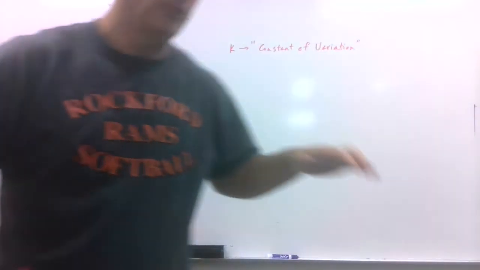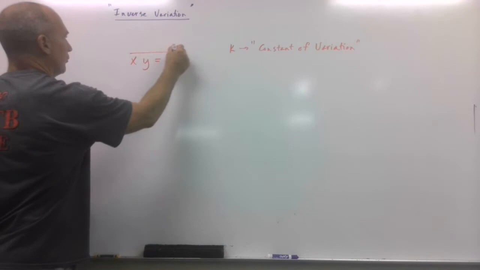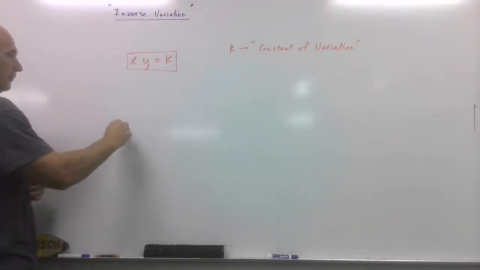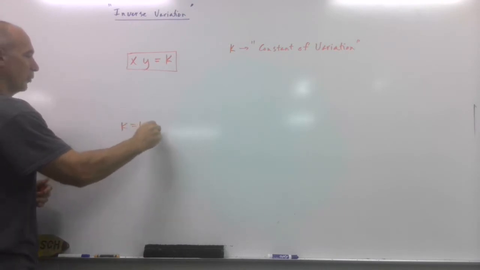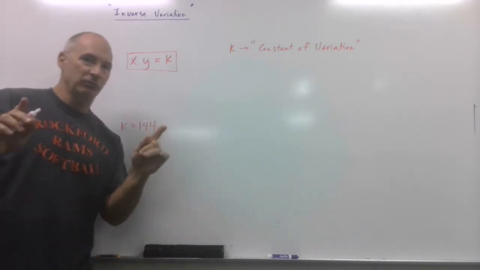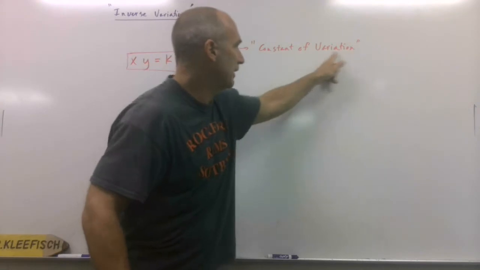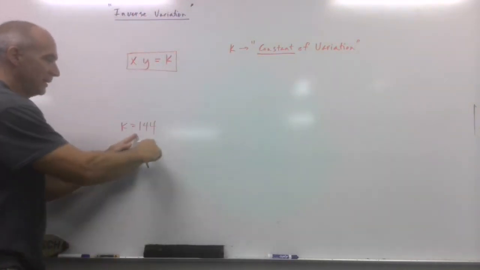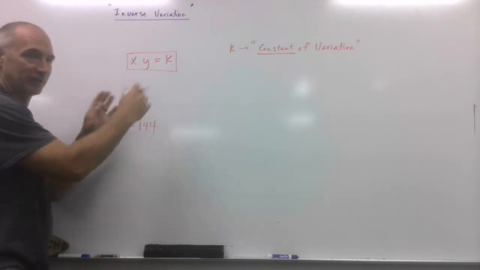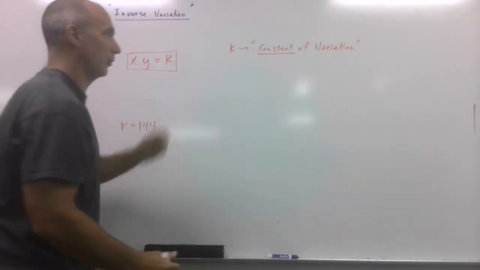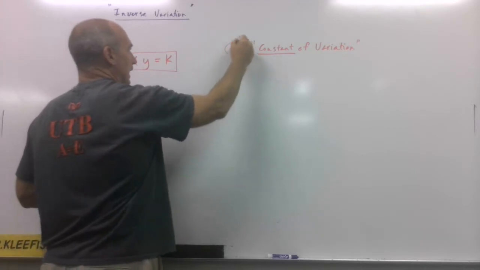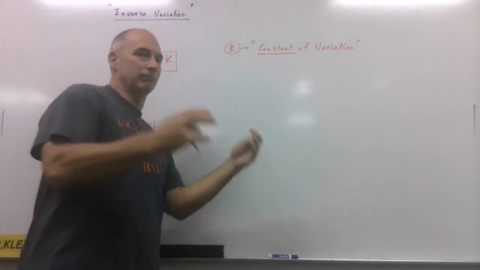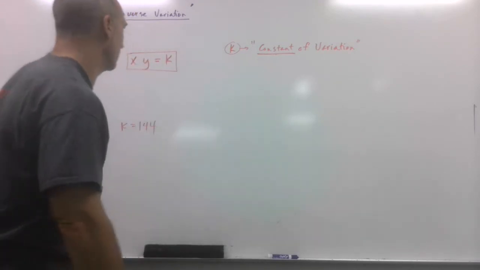Okay, so get to know this really, really well. Remember our whole area problem, we said, hey, k is 144. Even though the dimensions were different, they vary, there's a constant in the product, and that is the area in a fencing situation. So understand that k is the constant. I said common, but technically it's the constant of variation.